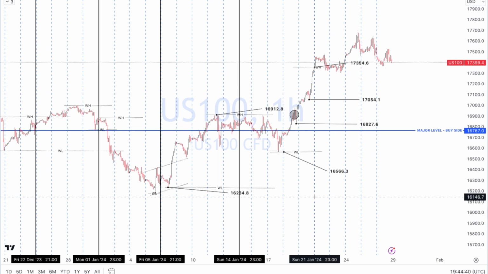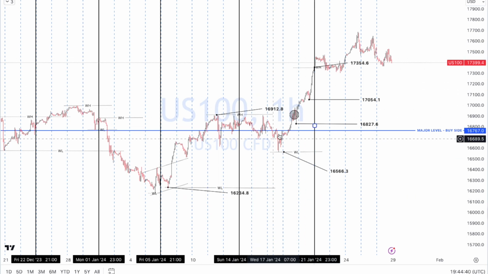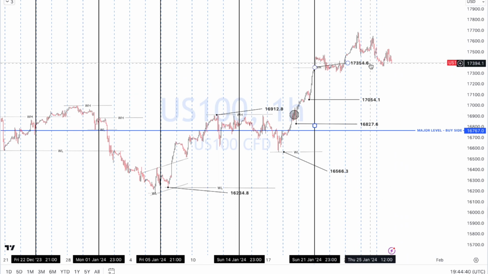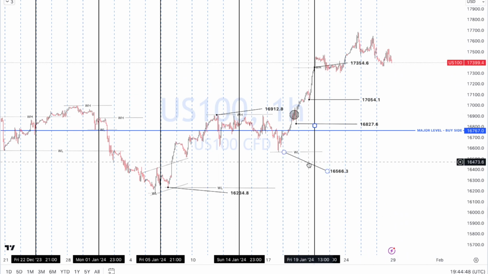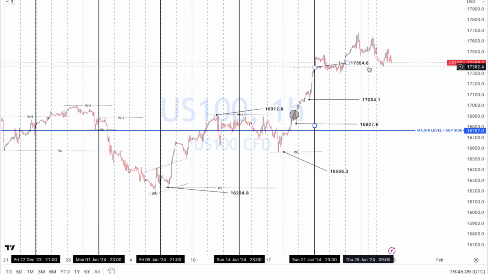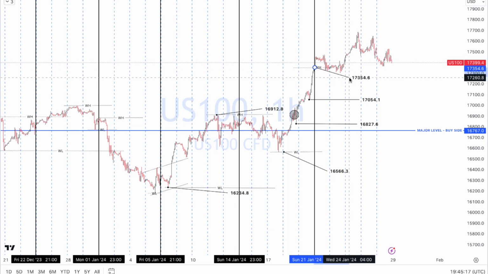And last week, this was what we looked at, okay? And all of this hadn't taken place, right? And these were the levels that I called out. So the weekly low was 16566.3, and the weekly high was 17354.6, right? And what we can see last week, straight from when market opened on Sunday evening, right?